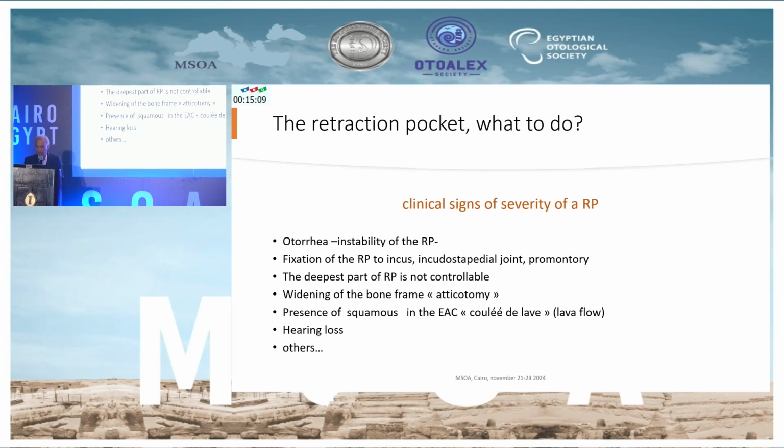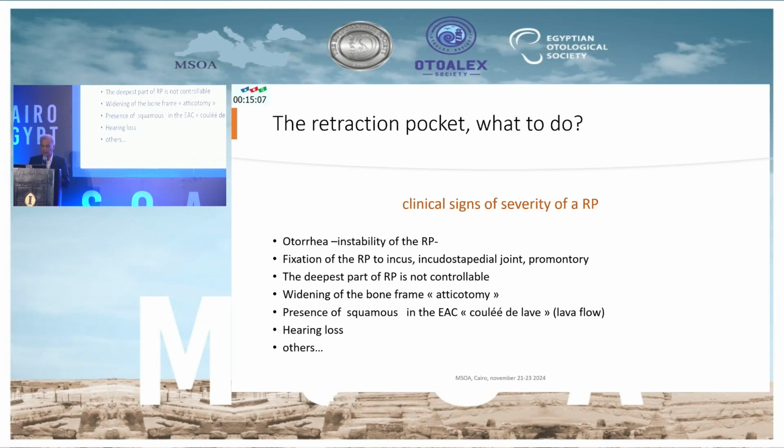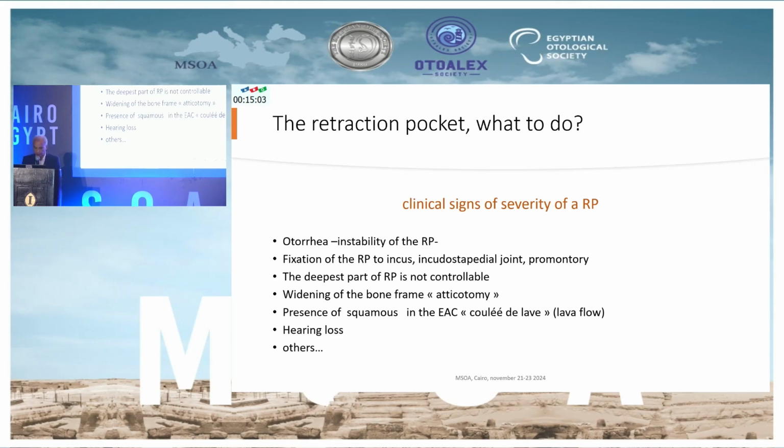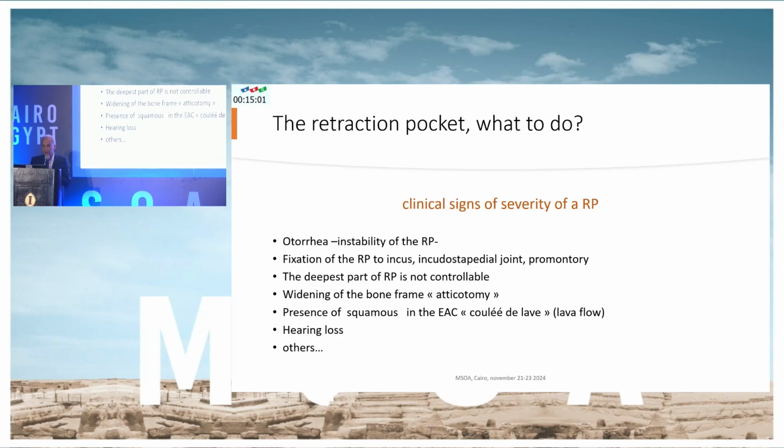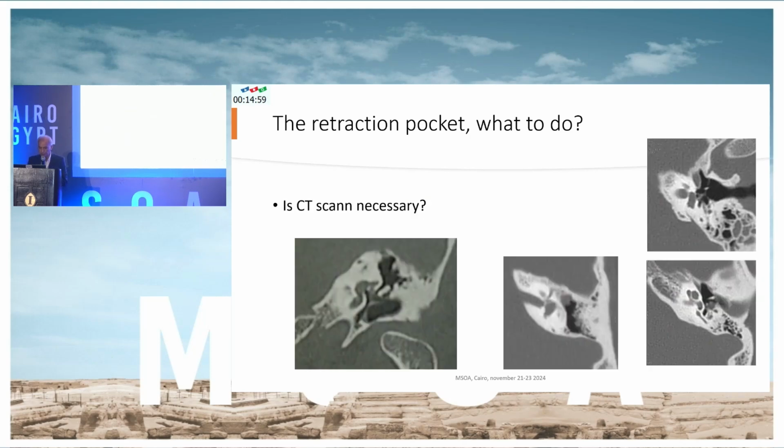presence of squames coming from the retraction pocket to the external auditory canal. In French, we call it coulée de lave. In English, I think it's lava flow. I don't know if the term is exact. And severe hearing loss. CT scan.